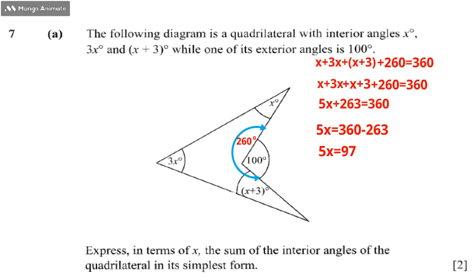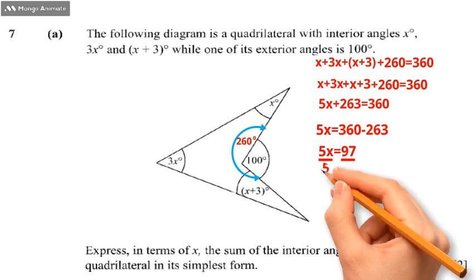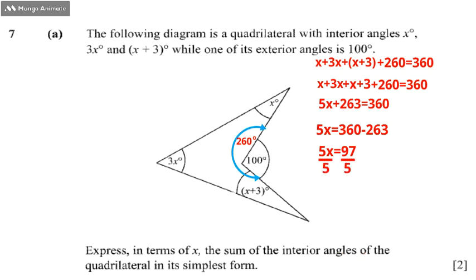Okay, then what we can do here is ask ourselves, is there any number that can go into 5 and 97 without leaving a remainder? There is no number that can go into that. So you can still submit this as the final answer. However, if they want you to write your answer in decimal numbers, then we can divide both sides by 5 so that x can remain alone.